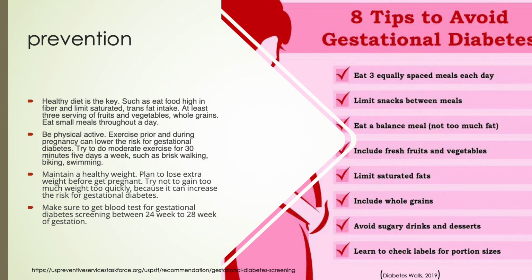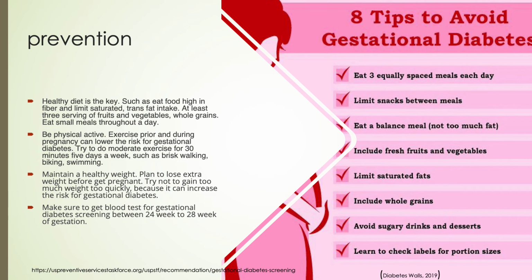So it's very important for us to know how to prevent it. A healthy diet is the key, such as eating food high in fiber and limiting saturated or trans fat. Eat at least 3 servings of fruits and vegetables, and whole grains. Eat small meals throughout the day. Be physically active.